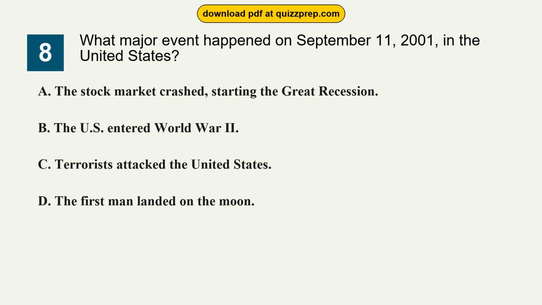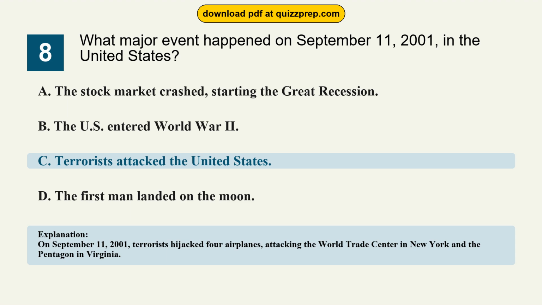Option A. The stock market crashed, starting the Great Recession. Option B. The U.S. entered World War II. Option C. Terrorists attacked the United States. Option D. The first man landed on the moon. The correct answer is option C. Terrorists attacked the United States. On September 11, 2001, terrorists hijacked 4 airplanes, attacking the World Trade Center in New York and the Pentagon in Virginia.